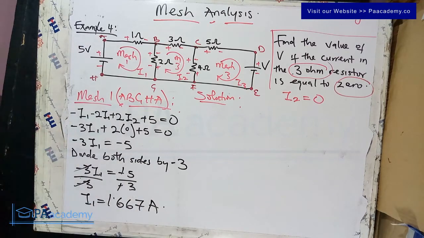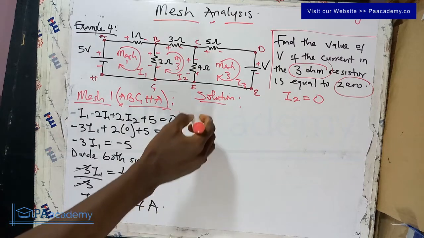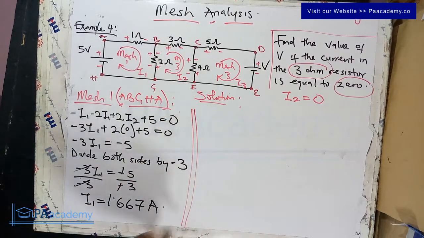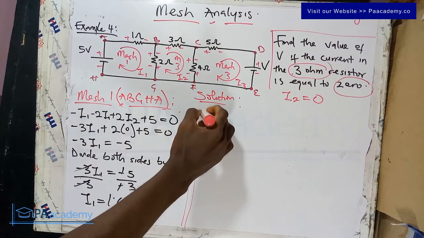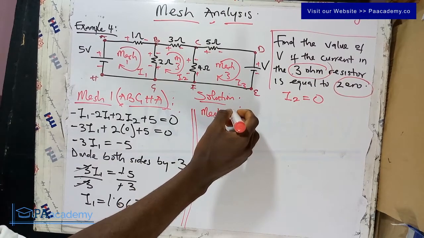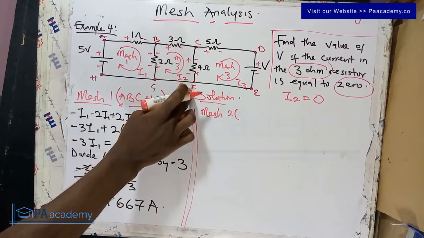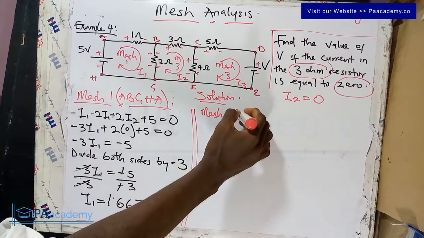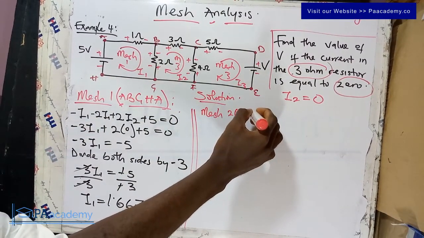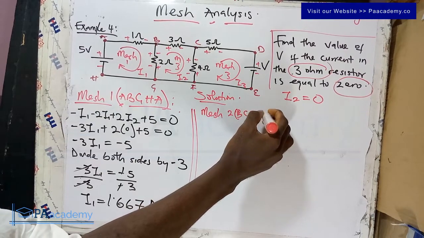But we have not done yet. That's not the final answer. That's just what we are able to get after simplifying mesh 1. So now let's go to mesh 2. For mesh 2, the path for mesh 2 is B, C, F, G, and back to B. So let's indicate it. That's B, C, F, G, and back to B.